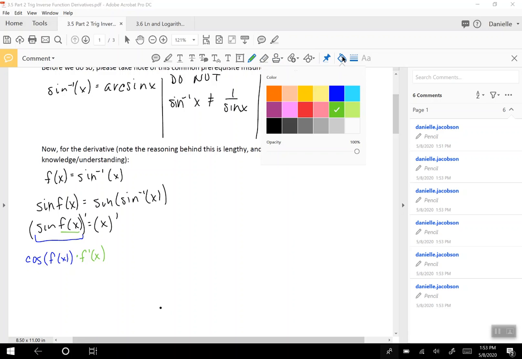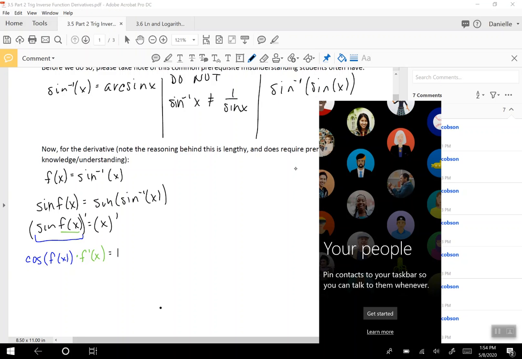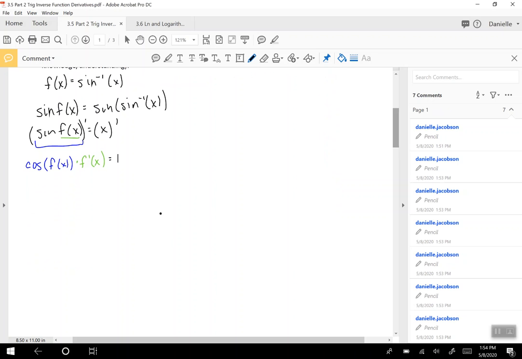Okay, and then on the right-hand side of the equal sign, the derivative of x is just 1. All right, so looking at this, I'm thinking, okay, this is a good thing. I have that f prime in there. I know I really want to find the derivative of f, so that's awesome. Now I want to isolate that though. So I'm going to divide the cosine of f of x over to the other side. Here we go. So when I do that, I have f prime of x is equivalent to 1 over the cosine of f of x.